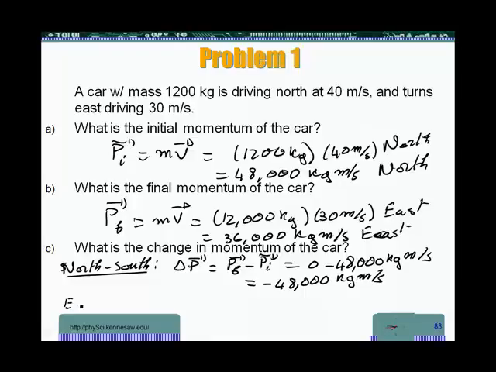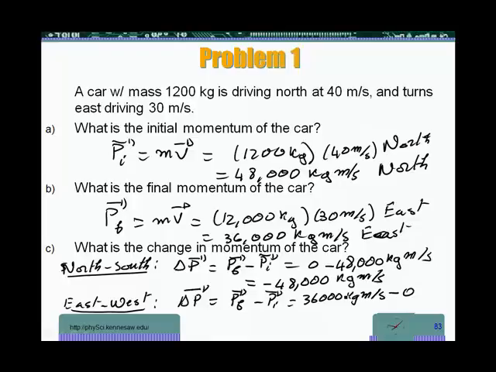In the east-west direction, my change in momentum, again, same thing, P final minus P initial. However, my P final here is 36,000 kilogram meter per second, and my initial is 0. So my change is 36,000 kilogram meter per second.